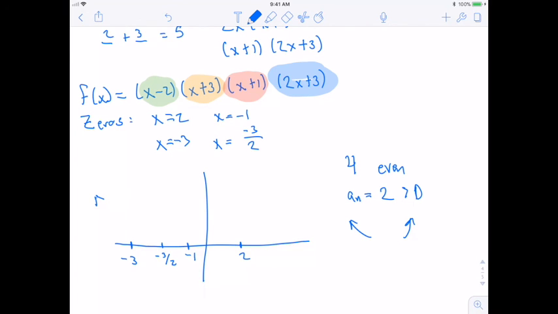So the graph should look like this. Each time it's going to go through the x-axis, since we have a multiplicity of 1 for all of our zeros. And again, it rises on the right and the left. So there we have it. And that's the end of this lecture.